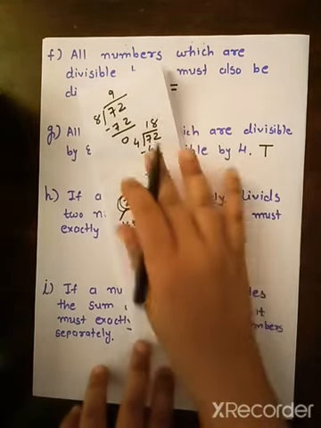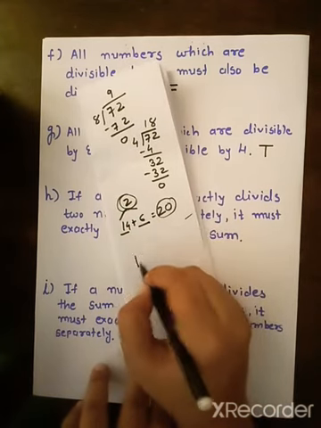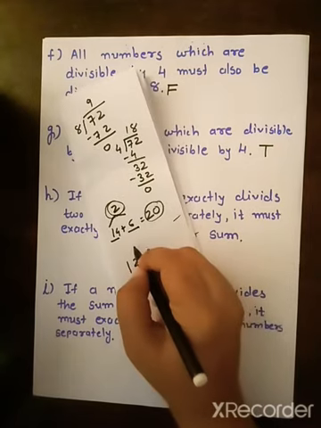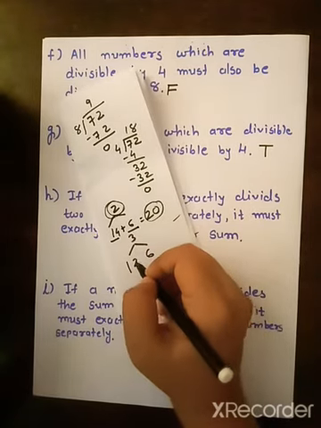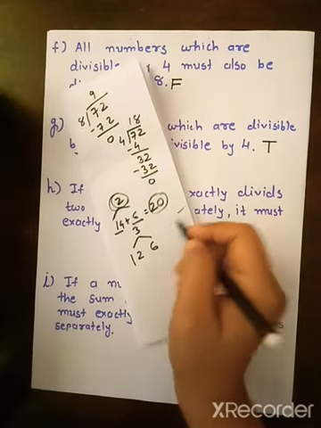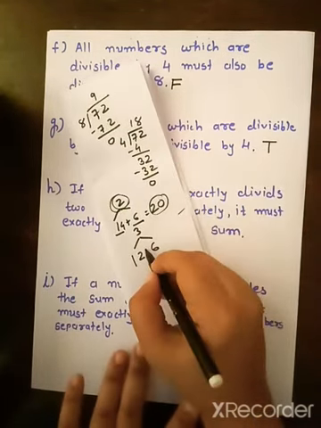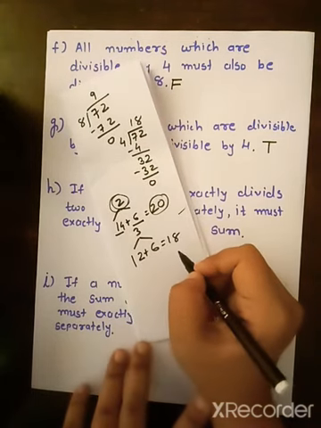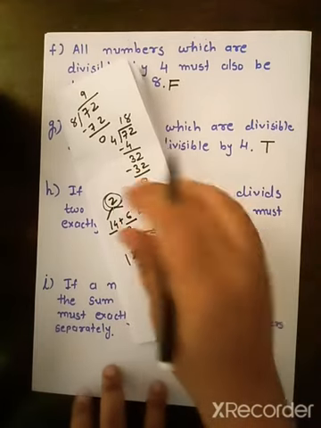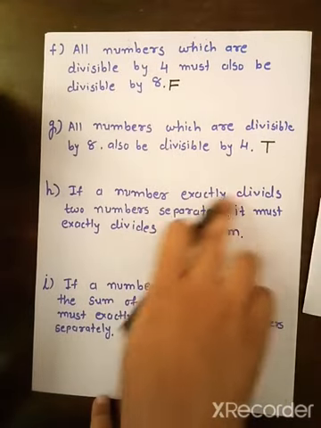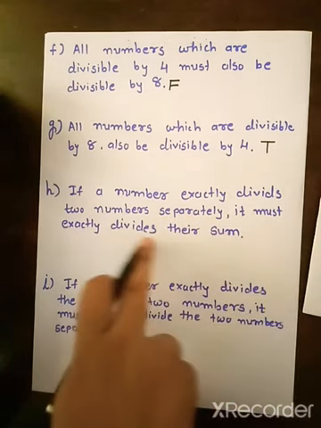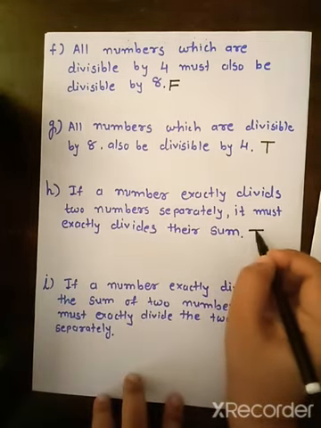Now let's take another example. If I take 12 and 6, they are divisible by 3. We know that 4 3s are 12 and 3 2s are 6. So both are divisible by 3. Now their sum is 18. 18 is also divisible by 3. So that means if a number exactly divides two numbers separately, it must exactly divide their sum. So this statement is true.